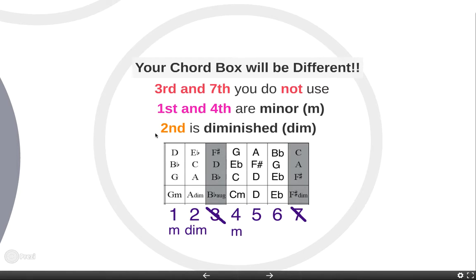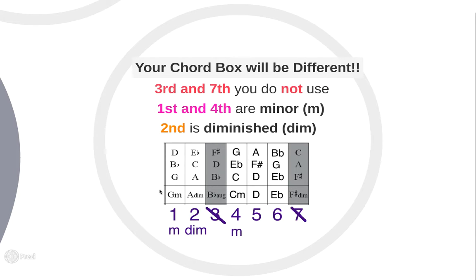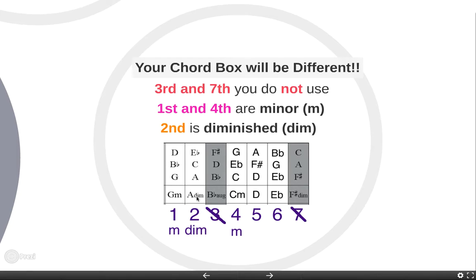The other change is that the 2nd is diminished. Now this one we don't have in a major key at all. All it is DIM, okay? And as you know from your previous questions, most of the time you can actually get away with your key chords 1, 4, and 5. But just in case you need to use the 2nd chord, the 2nd chord needs to have a DIM.